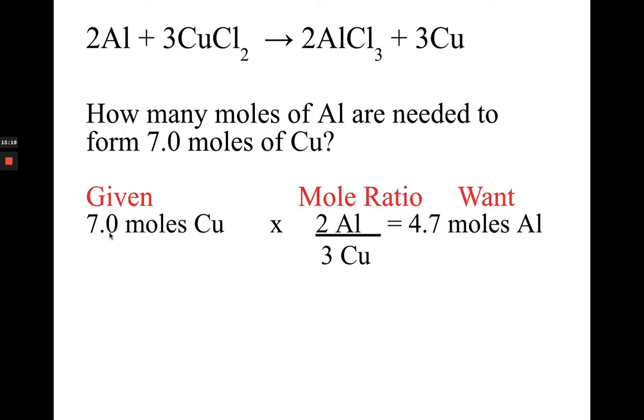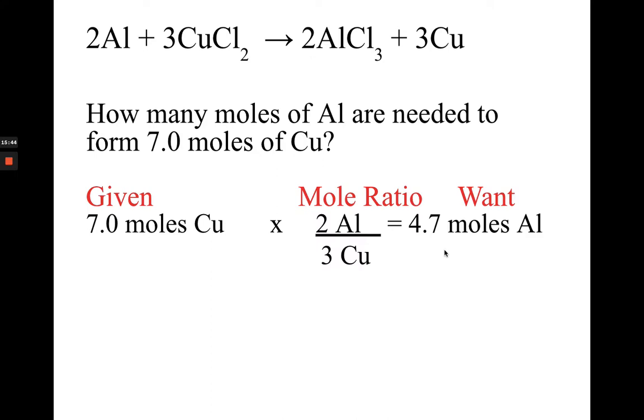Okay, again, the given is 7 moles of copper. And the ratio we're going to use is 2 aluminums to 3 coppers. So it's going to be 7 times 2, which is 14, divided by 3. Again, note, the thing that is given we put on the bottom because we want copper to cancel. The thing that we want we use in the numerator because that's what we want. So 7 times 2 over 3 is 4.7.